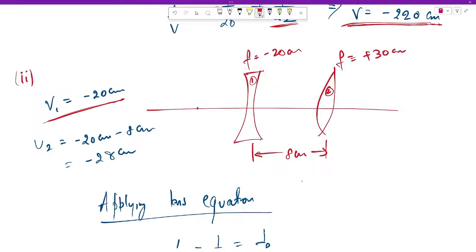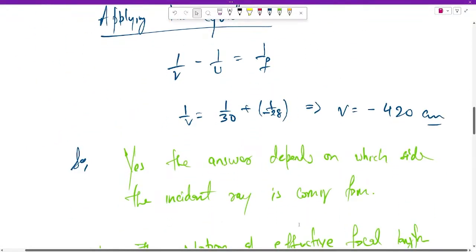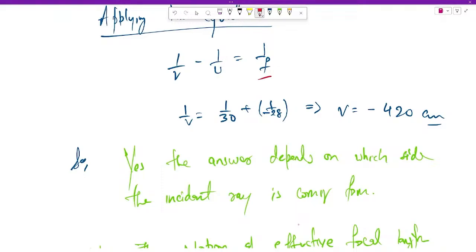Now we can treat this image as a virtual object for this convex lens. So u2 would be equal to this 20 centimeter plus this 8 centimeter distance. So the total value of u2 would be minus of 28 centimeter with sign convention. So again applying lens formula over here, we will get 1 by v equals to 1 by f plus 1 by u, and we saw that 1 by u is equals to 1 by minus of 28 centimeter, and since focal length is positive for the convex lens, it will be 1 by 30. Calculating this, we will get a value of v as minus of 420 centimeter.